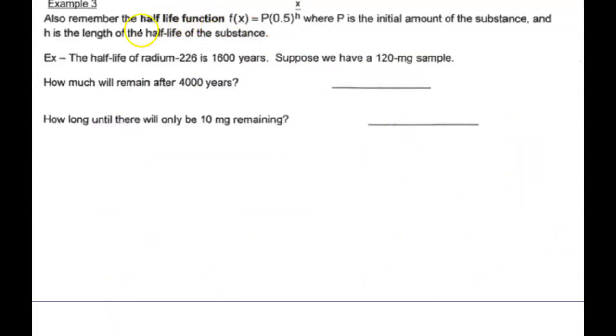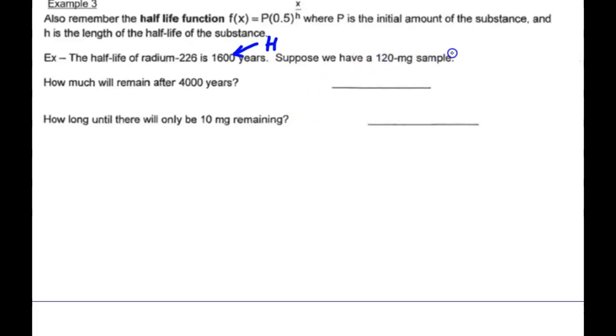All right, so moving back. This says the half-life function is the original value times 1/2 to the x over h. So the half-life of radium-226. Now, I got to tell you, this always confuses students. Radium-226 is the name of the element. That 226 has nothing to do with the problem, okay? But the half-life is 1600. That is the H.